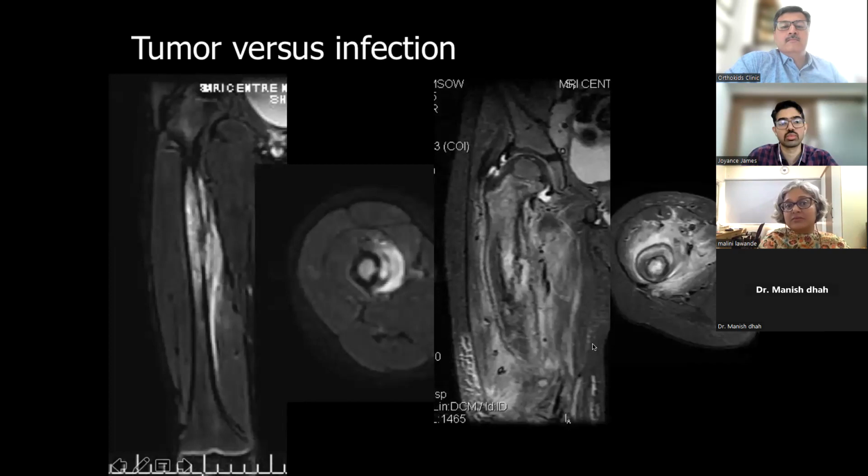And again, the question on MR, is it infection? Is it tumor? The clue is soft tissue edema. In infection, you will have much more soft tissue edema. In Ewing sarcoma, you have lesser soft tissue edema. Also, fluid signal. If you give contrast, this will be more of an abscess fluid, while this will be solid.